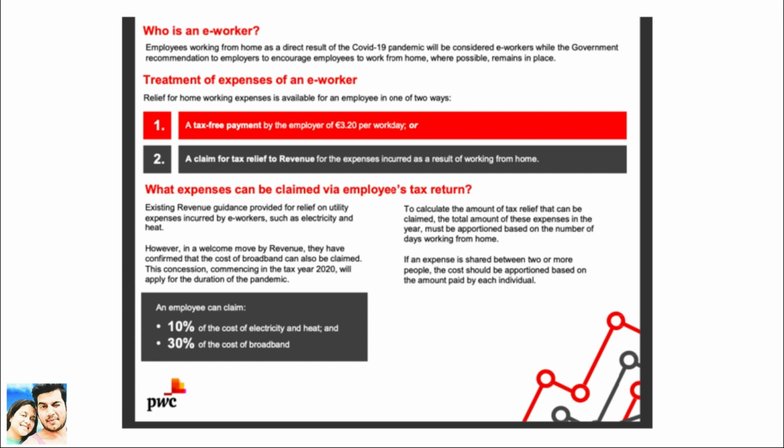The next question you might have is, what if there are 2 or more people living in the same apartment and sharing the bills? In that case, the cost of bills should be apportioned or shared between the individuals based on the amount paid by them. I'll show you how you can do that in the system further in the video. So keep on watching the video till the end.